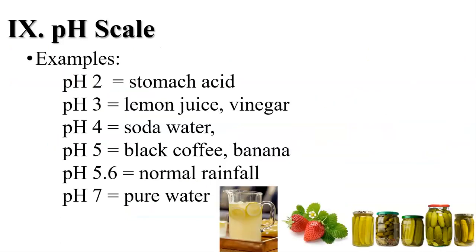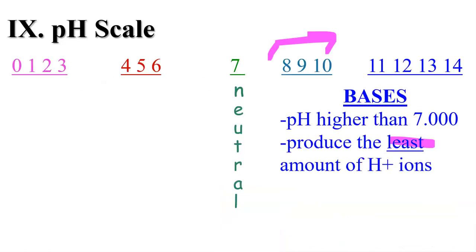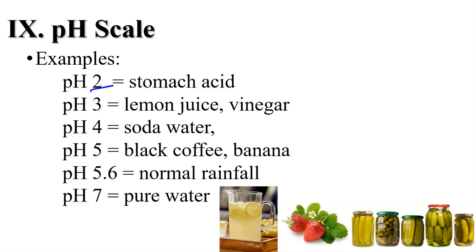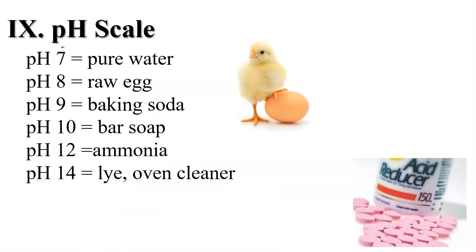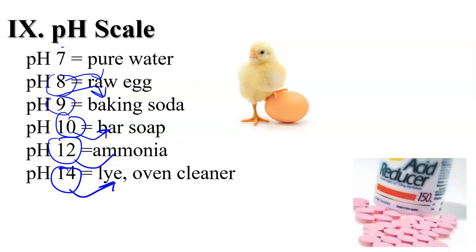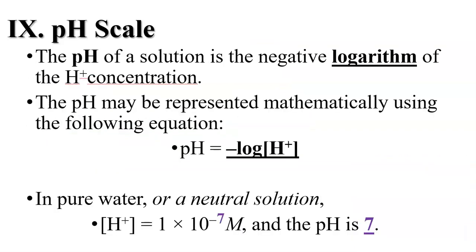All right, so some examples. I want you to go ahead and write these above your little numbers up here in these spots. Okay, so a pH of 2 would be like your stomach acid, 3 is lemon juice, vinegar, 4 would be soda water, 5 is black coffee and bananas, 5.6 is normal rainfall, and 7 is going to be your pure water. All right, and then 8 would be like a raw egg, 9 is like baking soda, 10 is your bar soap, ammonia would be 12, and 14, as basic as it gets, is your lye or oven cleaner.